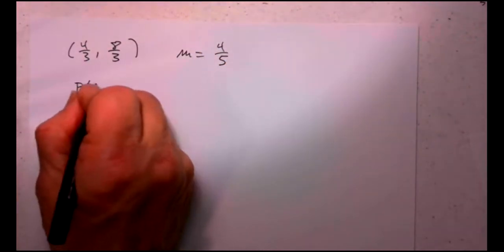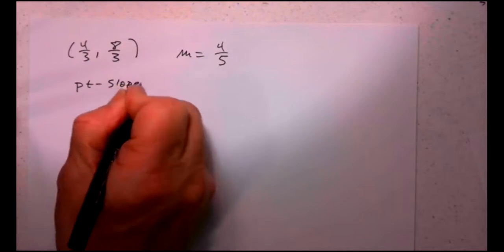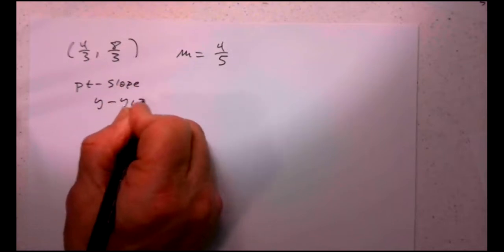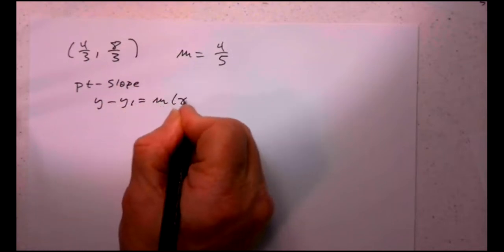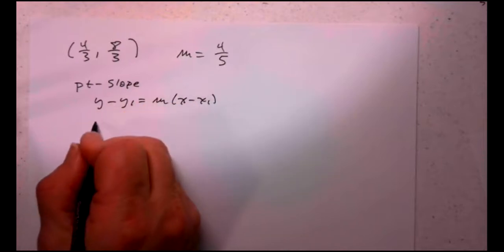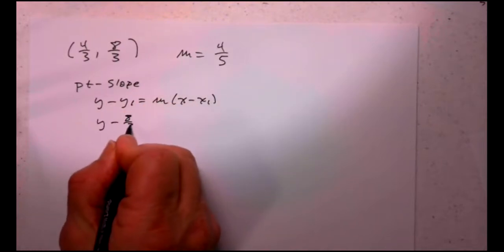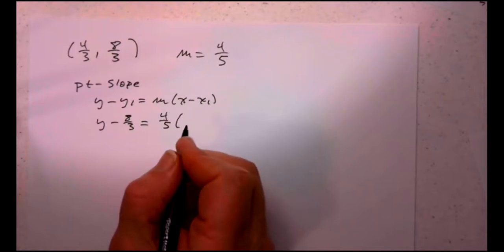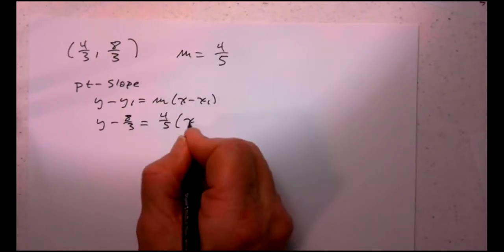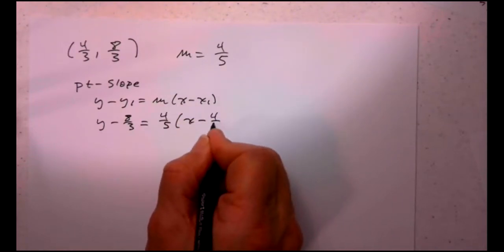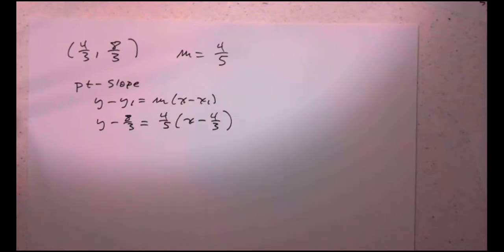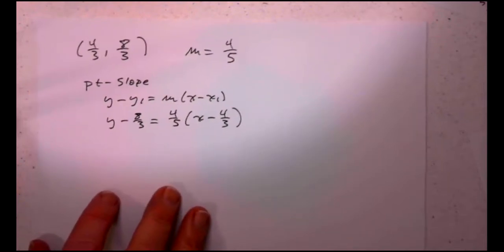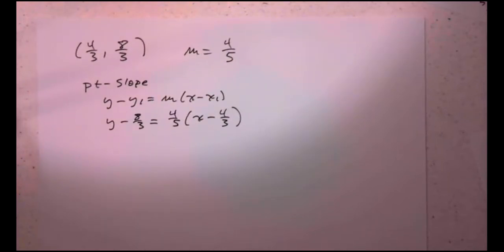If I want to find the equation of the tangent line, I'm going to use point-slope form. y minus y1 equals m times (x minus x1). y minus 8/3 equals, m is 4/5, times (x minus 4/3). Now let's go back to Desmos and see if indeed that looks like the tangent line to the graph at that point of interest.